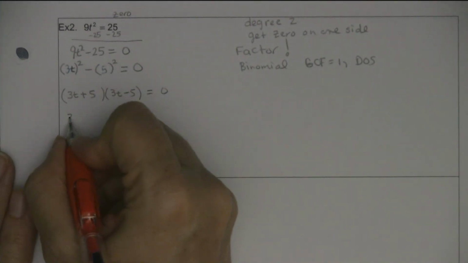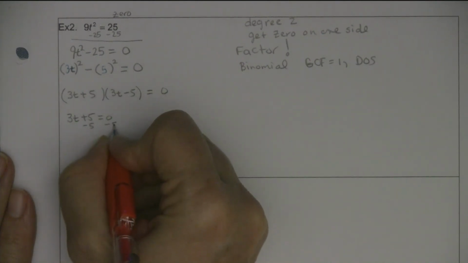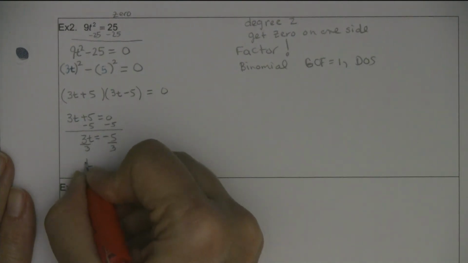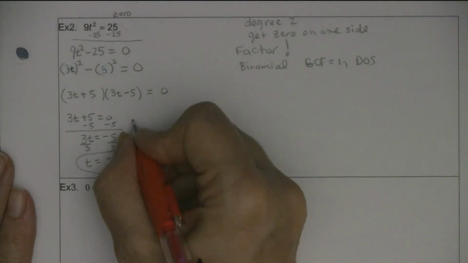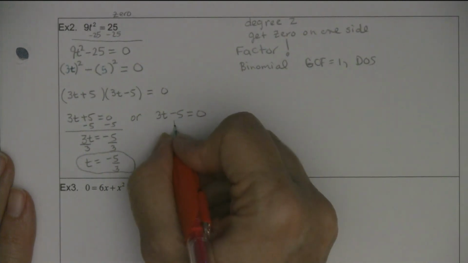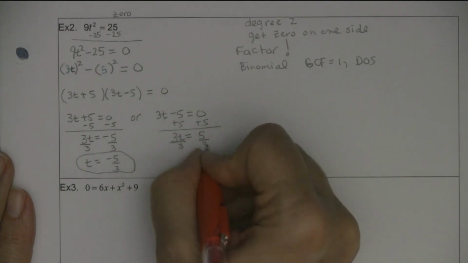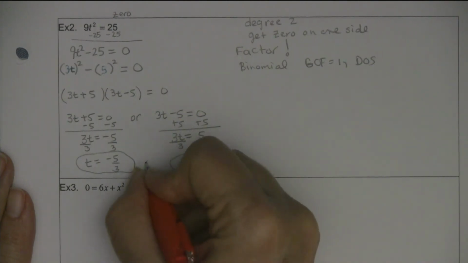Then you set the pieces equal to 0. 3t plus 5 equals 0, so we get 3t equals negative 5, dividing by 3, t equals negative 5 over 3. That's one of the answers. And then the other answer, 3t minus 5 equals 0, so you add 5 and you divide by 3. So those are my two answers.